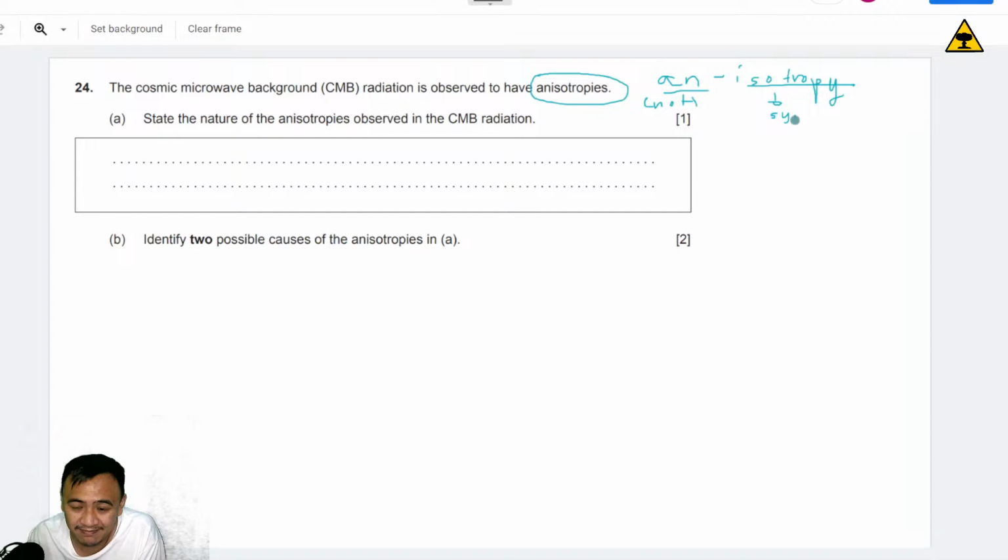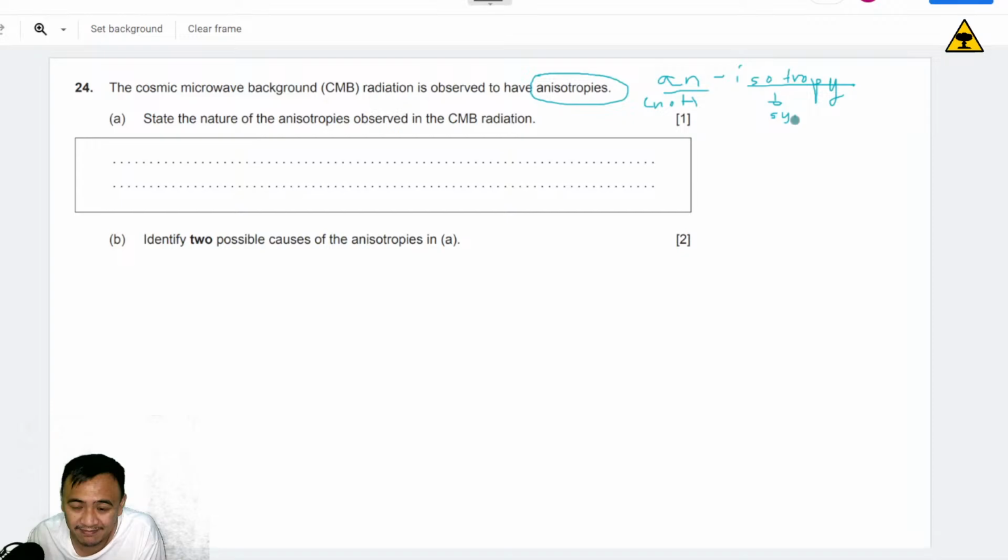Okay? So that's what it means. So state the nature of this anisotropies. Well, wherever you point at any point in the universe, you will have the same static sound. Okay, that's the proof of it. Okay. Hold on. How do I say this? How can I say it in a different manner?